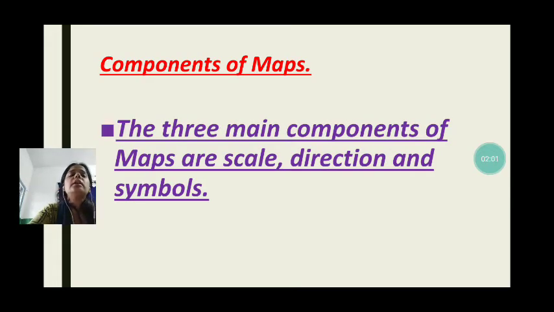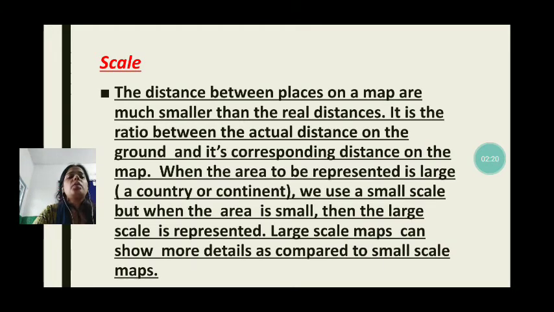Now we will see that maps have some components also, and these components are divided into three main parts. First one is scale, second one is direction, and the third one is symbols. Now we will see here the scale.